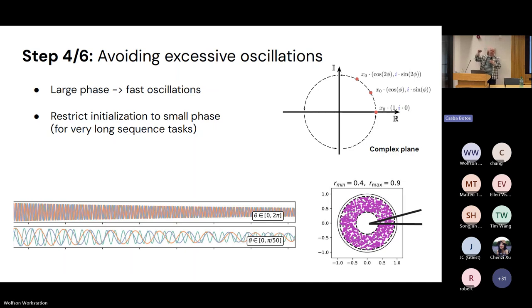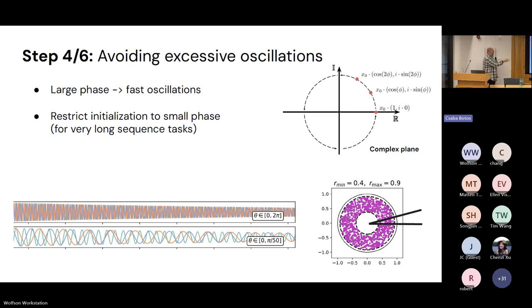Every time you multiply with the complex number, you can think of it as rotating in the complex plane. So the information flows from the real part to the imaginary part, and then from the imaginary part back to the real part. So you're rotating things. If you're moving too fast in that circle, basically if you do a full rotation in one time step, then you're not exploiting the fact that you have this space to encode information. So you want that rotation to be somewhat slow so you can actually use this.